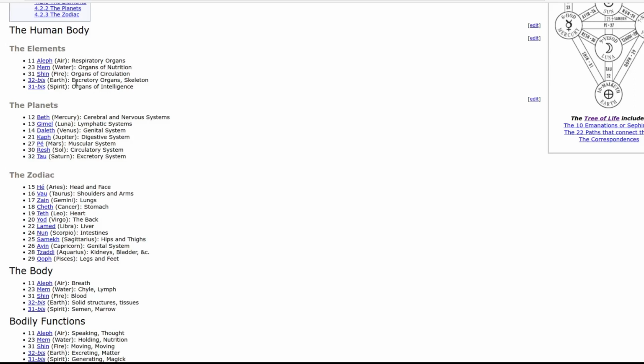Fire relates to the organs of circulation, basically the veins and the heart. Sometimes they say the digestive, though sometimes the earth is digestive. And then earth, the excretory and the skeleton, and the spirit or the ether is the organs of intelligence, aka your brain and your nervous system.